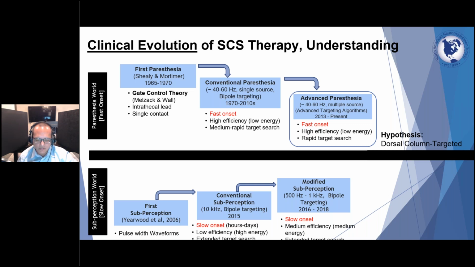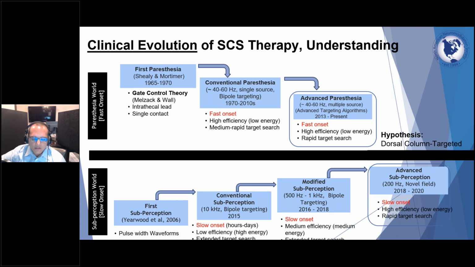Again, this is subperception, no paresthesias. The issue was slow onset. If anyone was using the system between 2006 and 2018, they would notice that the patients would have a trial, and a day or two later, they would start noticing the pain relief onset. This was then improved upon in 2018 to 2020 with advanced subperception, again using 200 hertz, and it was a novel field, used between 2018 and 2020. Same advantages and disadvantages: it was a slow onset, high efficiency, rapid target search.